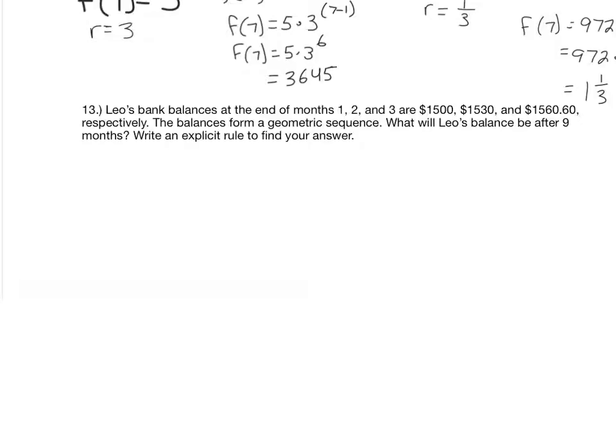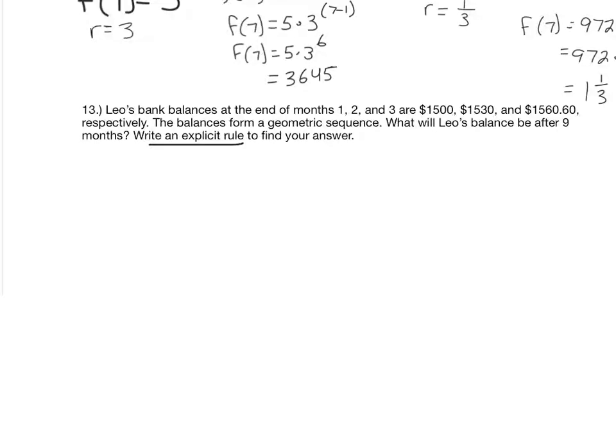And the last one's a word problem. Leo's bank balances at the end of months 1, 2, and 3 are 1,500, 1,530, and 1,560.60, respectively. The balances form a geometric sequence. What will Leo's balance be after 9 months? Write an explicit rule to find your answer.